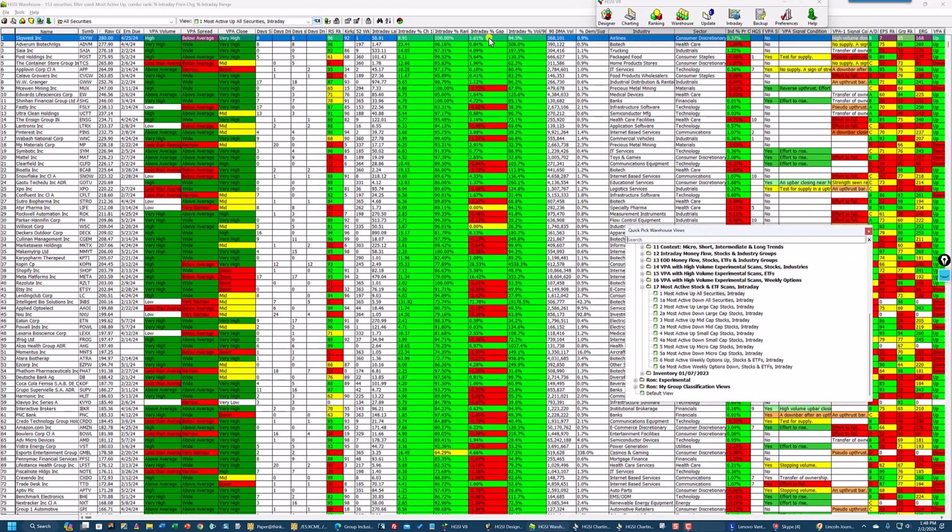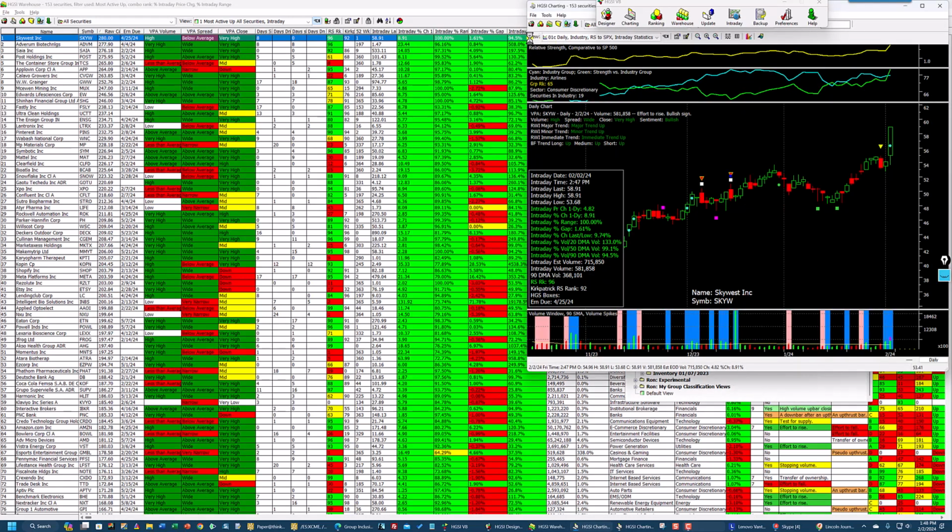It gapped up 1.61, and the volume is 194.5% of the normal. Here's the normal data. So let's bring this chart up. I'll click on this. All that information is right here. You can see that it's outperforming the S&P. It's outperforming its group. The group is cyan, and this is moving up. And you can see that it's moving up sharply.